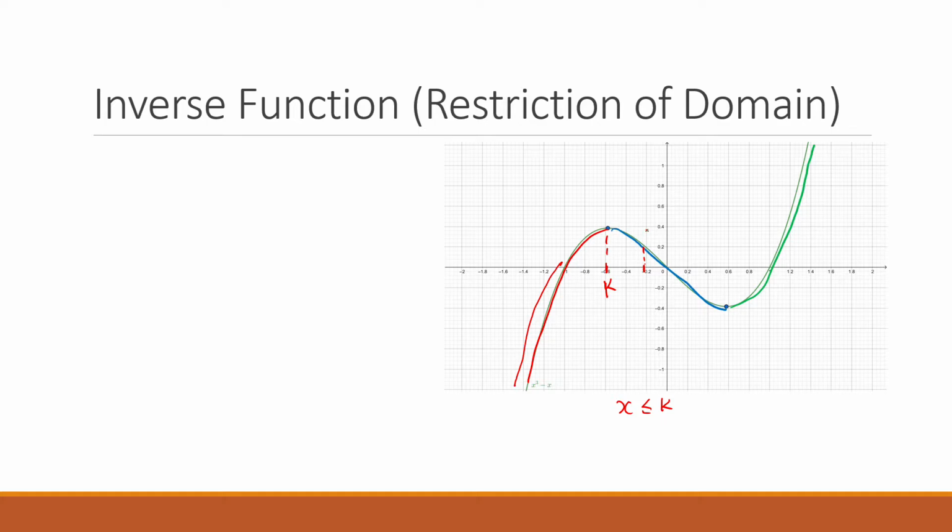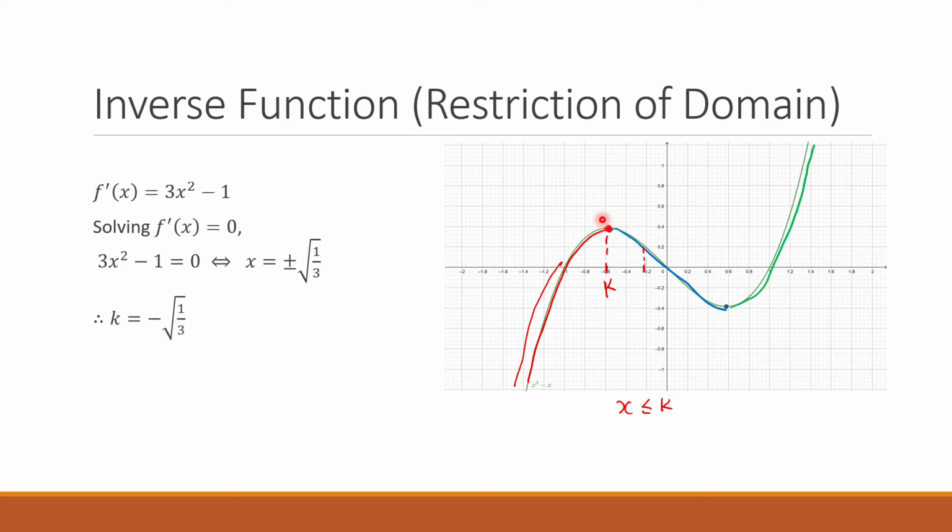In other words, I managed to break down the question. My aim is just to find this k value, which is just the x coordinate of the turning point here. For a turning point, we learn in secondary school that you can just differentiate and equate to 0. So I differentiate, solving the gradient function equals 0. I have x equals plus minus square root of 1/3. According to the graph, positive square root of 1/3 should be this one, negative should be this one. That's why I can straight away conclude that k should be negative square root of 1/3.